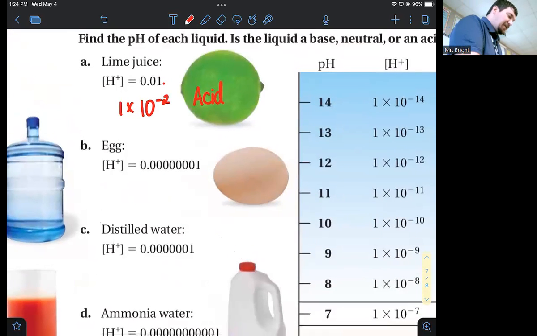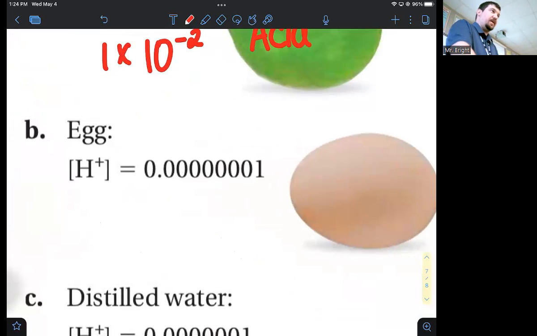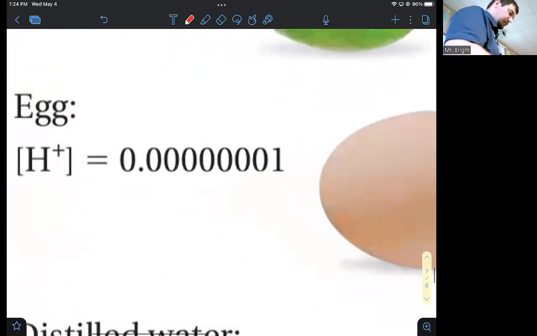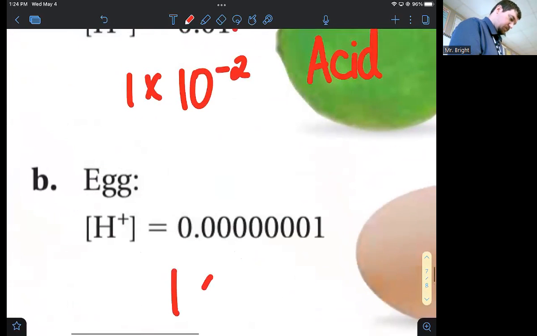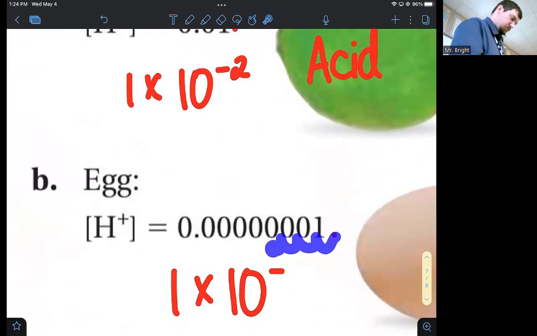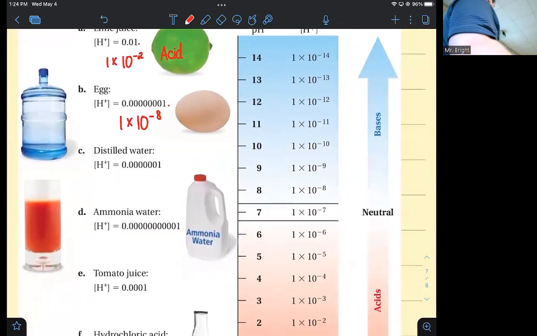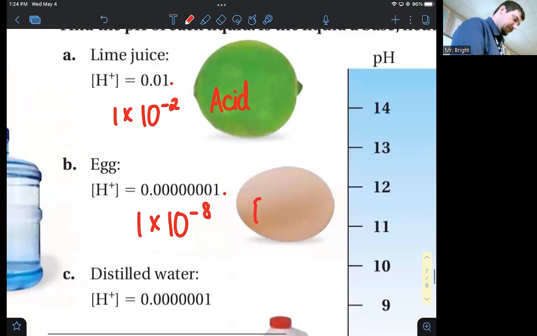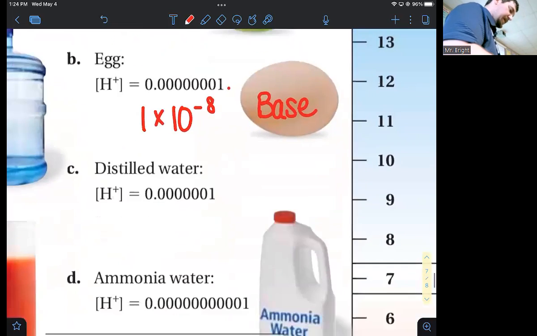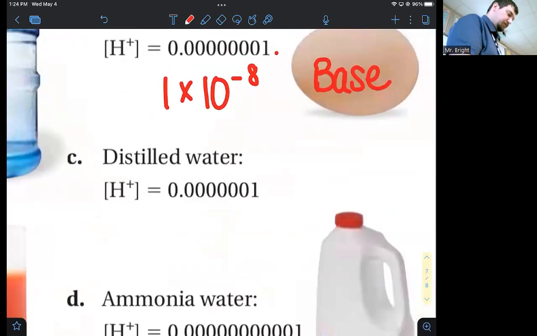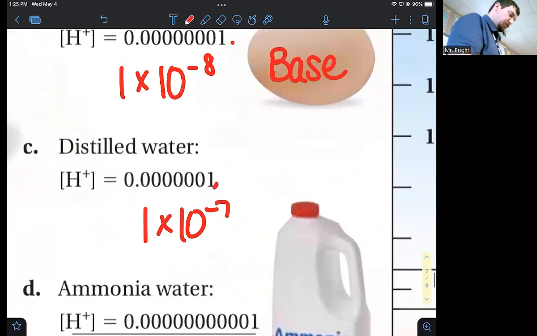An egg. How do you write 0.00000001 in scientific notation? Chloe? That's what I got. Yep, 10 to the negative 8. I totally agree with that. So Chloe, where would you find that on this scale? Is that going to be a base or is it going to be an acid? Barely a base. Yes. Distilled water, I've already told you, is neutral. You can write it as 1 times 10 to the power of negative 7 when you count backwards 1, 2, 3, 4, 5, 6, 7 times. Okay, so it's neutral.